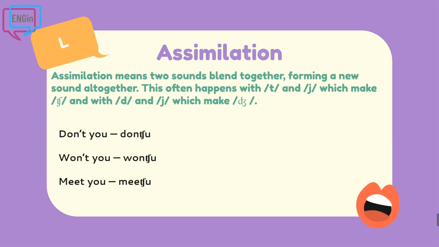Assimilation. Assimilation means two sounds blend together, forming a new sound altogether. This often happens with T and Y, which makes "ch," and with D and Y, which makes "j." For example, "don't you" will sound like "don chu." "Won't you" will sound like "won chu." "Meet you" will sound like "mee chu."